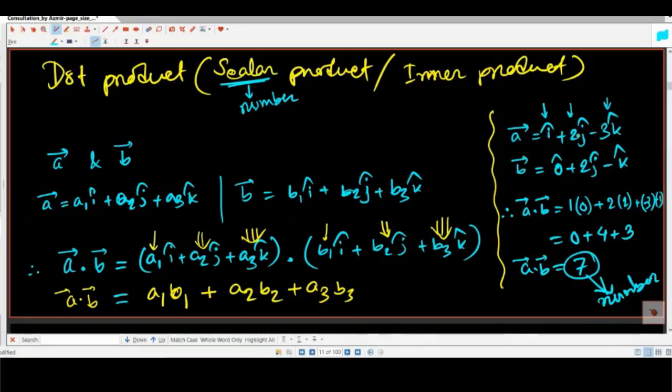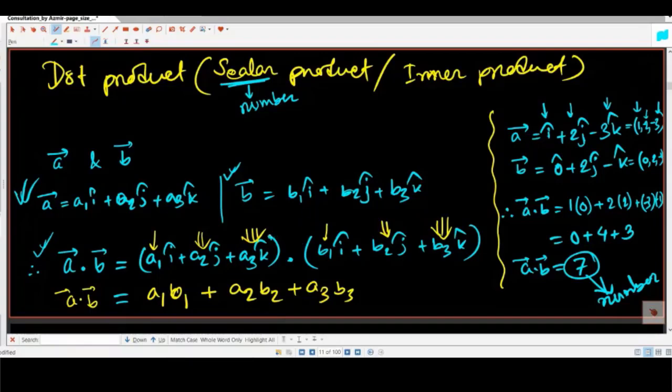i plus 2j minus 3k can also be written as 1, 2, comma minus 3, and b is 0 comma 2 comma minus 1. That means the multiplication of the first components 1 and 0, the multiplication of the second components 2 and 2, and the multiplication of the third components minus 3 and minus 1. So this is how we can find the dot product. This is the example of the dot product of three-dimensional vectors.